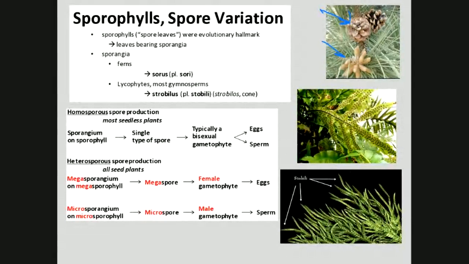Microsporangium on microsporophylls make microspores, which make the male gametophyte. All right, and remember, don't get all confused here. Spores are still making gametophytes, whether you're talking about homosporous or heterosporous, and gametophytes are still making gametes. We're still dealing with spores. We haven't removed anything about the alternation of generation. Plants all the way up until the ones at the very end, the flowering plants we talk about, all have alternation of generation. Right? They have this gametophyte and this sporophyte generation.